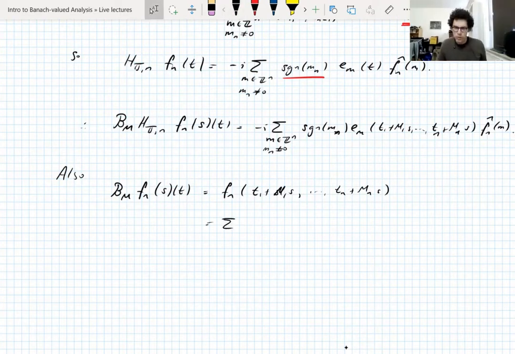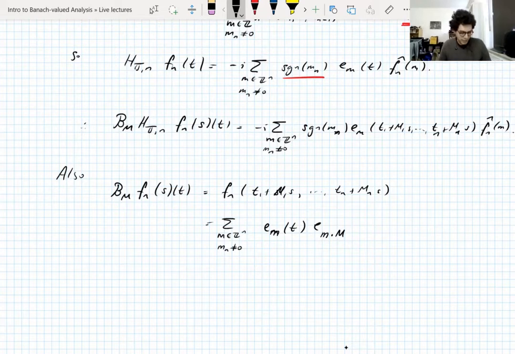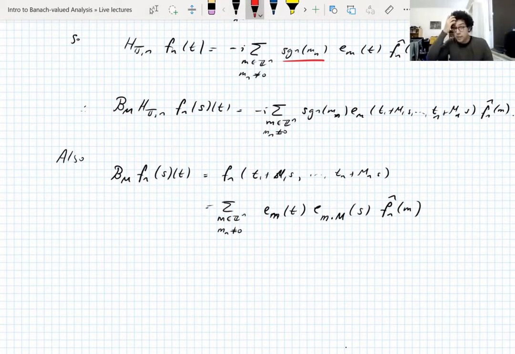And then we write out the Fourier representation of f from before. We can write that as complex exponential e sub m of t times complex exponential e sub m dot capital M of s. So we can separate out what t and s are doing. Translations on the spatial side become modulations on the Fourier side, right? Times the Fourier coefficients. And you see that we're going to take the Hilbert transform in the s variable. That's what we're going to need to do. And this is where all the s dependence is.